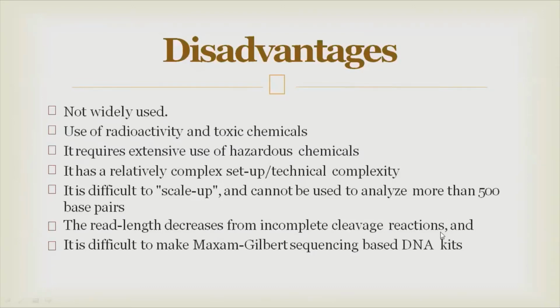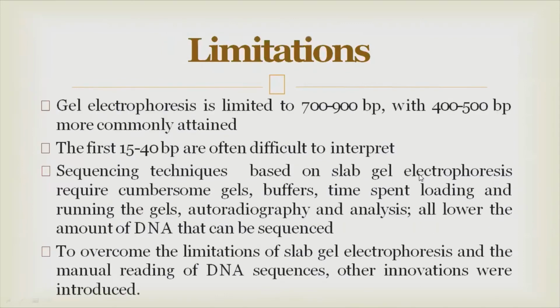Sometimes incomplete cleavage reactions can take place, which can decrease the read length. It is difficult to make Maxam-Gilbert sequencing based DNA kits. So you cannot make DNA kits based on this particular method. Okay. So that is also a major disadvantage of this method.